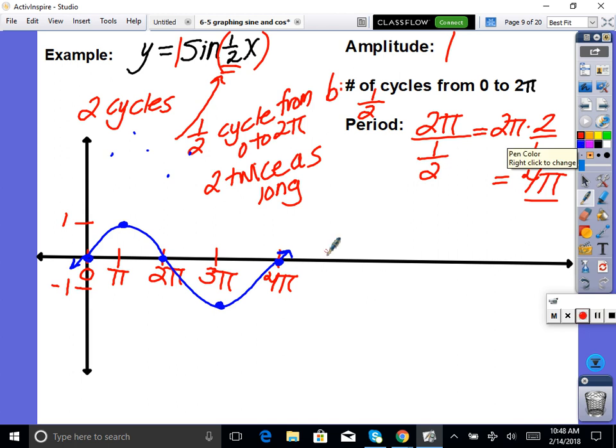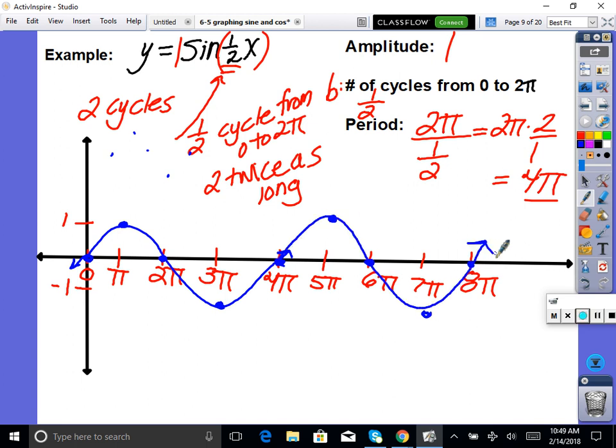So I'm going over 1, 2, 3, 4 tick marks, right? Now if this was 4 pi, then I'm going another length, which would be 8 pi. So what's halfway between 4 and 8? So this was 1, 2, 3, 4, 5 pi, 6 pi, 7 pi. And now I can continue the pattern. For sine, it's 0, max, 0, min, 0, and I've just graphed 2 cycles for the sine of 1/2 x.